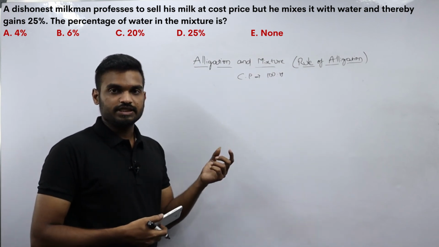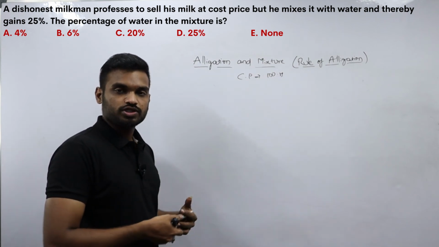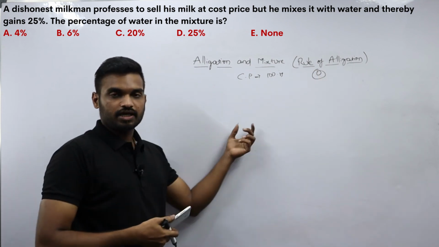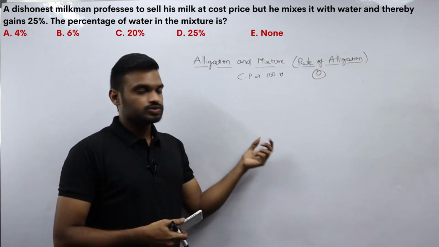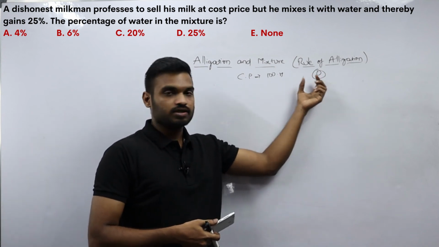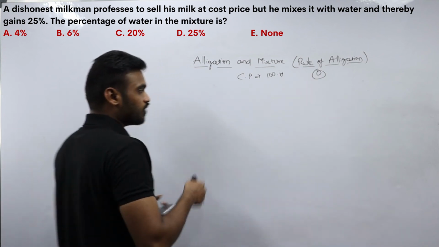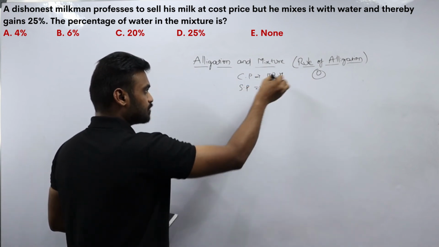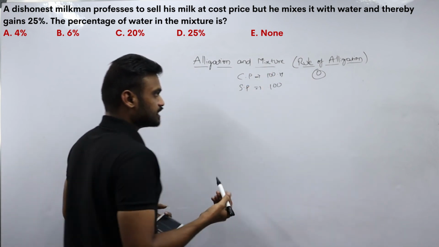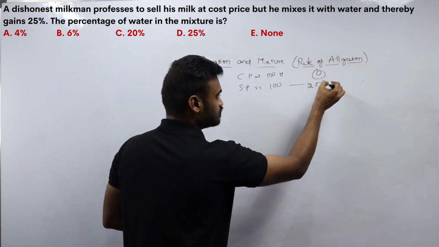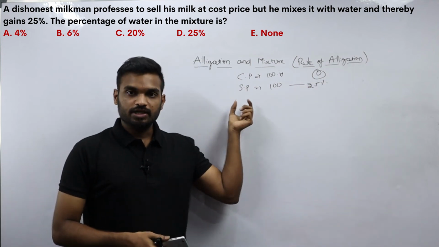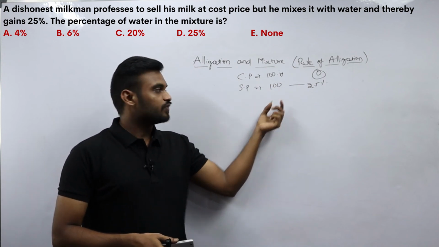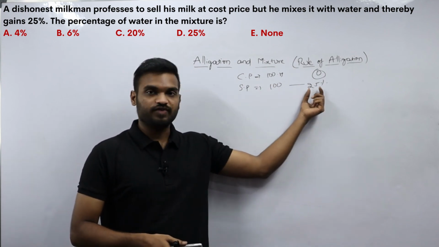Now the milkman is mixing some liters of water into this quantity. Suppose assume that the water price is 0 rupees, because water is already freely available to the milkman. So I am considering the water price as 0 rupees. Now what is the milkman doing? He is selling the milk for the same cost price, that is 100 rupees only, but getting a total profit of 25%. Even though he is selling for 100 rupees, he is getting a profit of 25%.